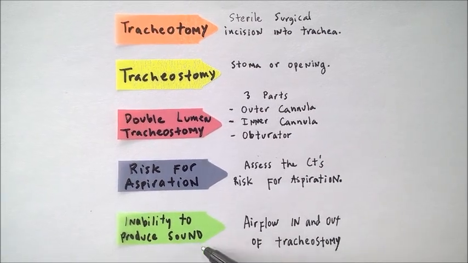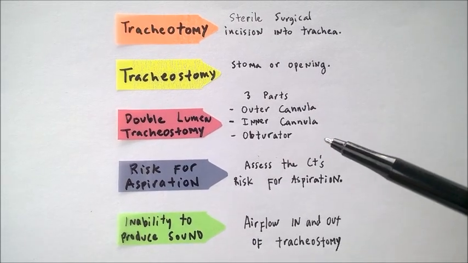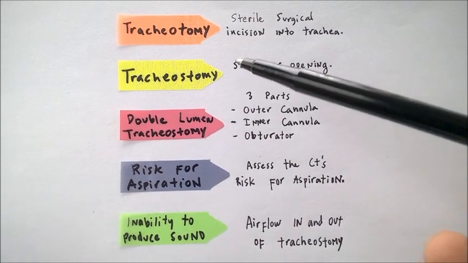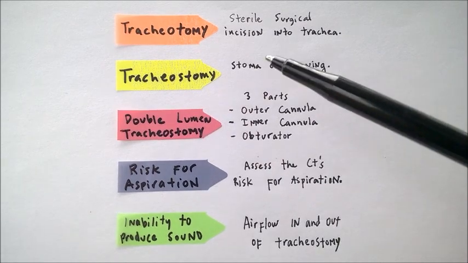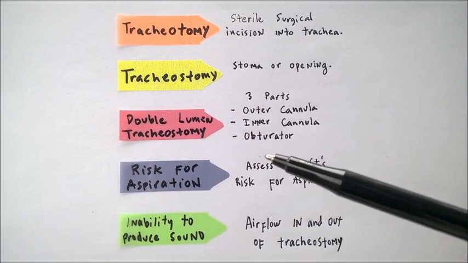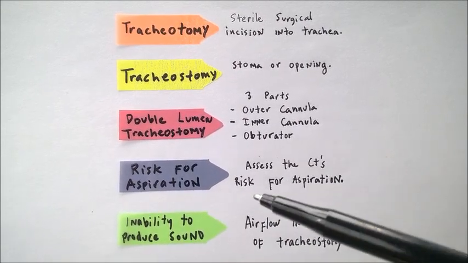Lastly, inability to produce sound. Okay, so what's going on is that the airflow in and out of the tracheostomy usually would bypass the vocal cords, right? And obviously that would result in the inability to produce sound or speech. So that's basically it. The airflow in the tracheostomy bypasses the vocal cords.